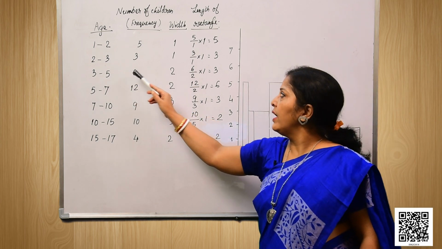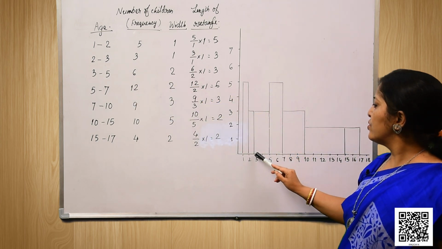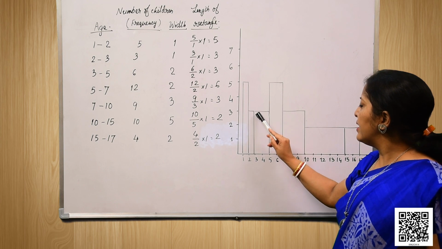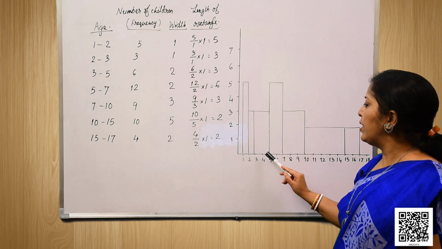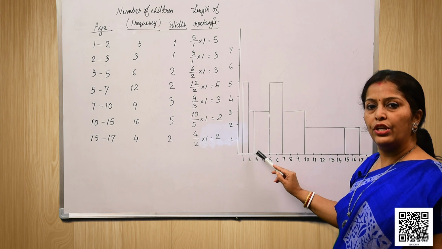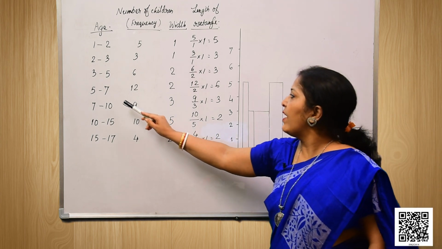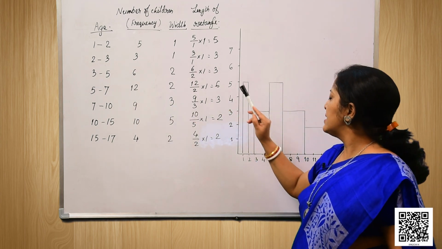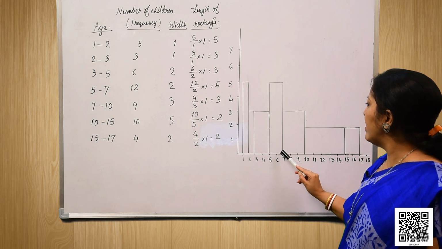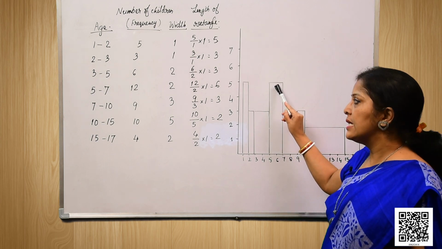Then 3 to 5 again the height is 3. So from 3 to 5 it is 3. Please note the width is also different here, 3 to 5. Next is 5 to 7, the width is 6. So from 5 to 7 the length of the rectangle is 6.